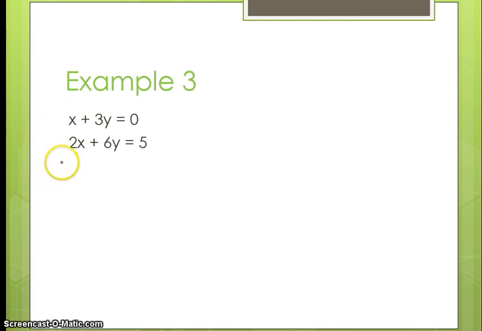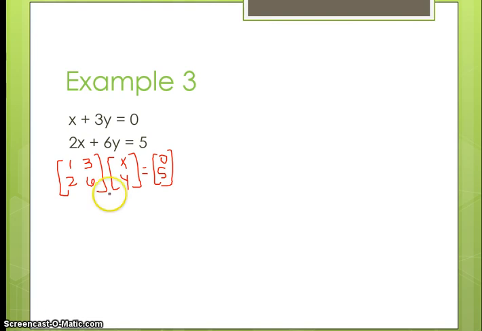Over here, you're starting the same way. Go ahead and get your matrix equation written. Once you have that written, you need to find your inverse, and you start that by finding your determinant, which would be 6 minus 6, which is 0. So since there's no determinant, there's no inverse, so my answer would be no solution.